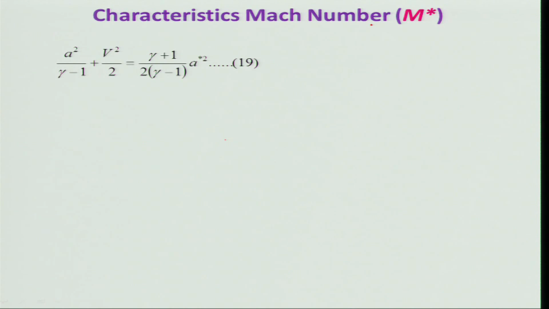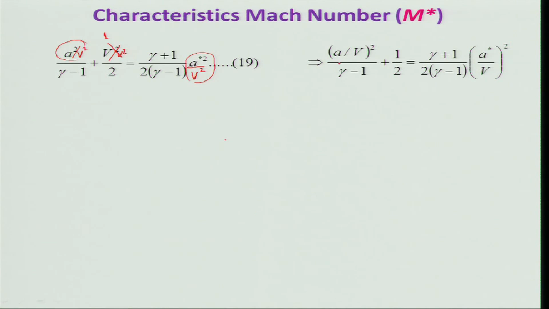So, what we will do? We will just divide this expression by v square, and then naturally a square by v square becomes 1 over Mach number square. I will divide by v square here, both the LHS and RHS. Similarly, what I will be getting here is 1 over M star square. So, I will get 1 over M square plus half is equal to gamma plus 1 divided by 2 into gamma minus 1 over M star whole square, right.